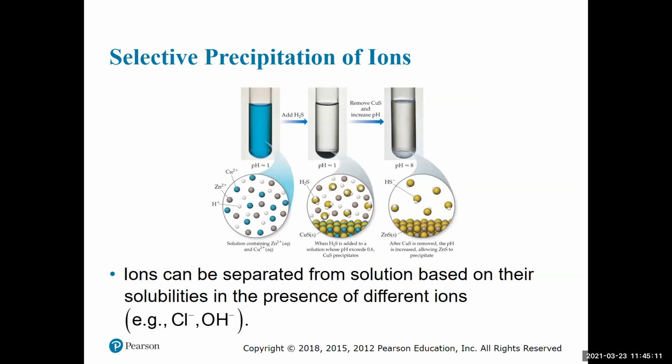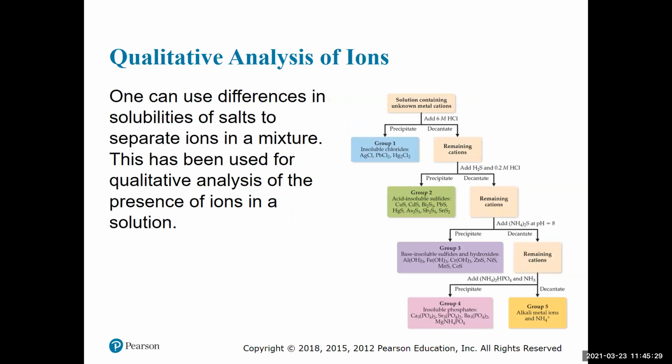Another thing I want to mention briefly is what they call selective precipitation of ions. Sometimes you can have various ions all in solution, and by adding a particular ion, you'll get some of the ions to precipitate and not others. Where that really comes into play is qualitative analysis of ions. This is something that a lot of Gen Chem labs do. I don't think you guys are doing this semester, but I'm not certain.